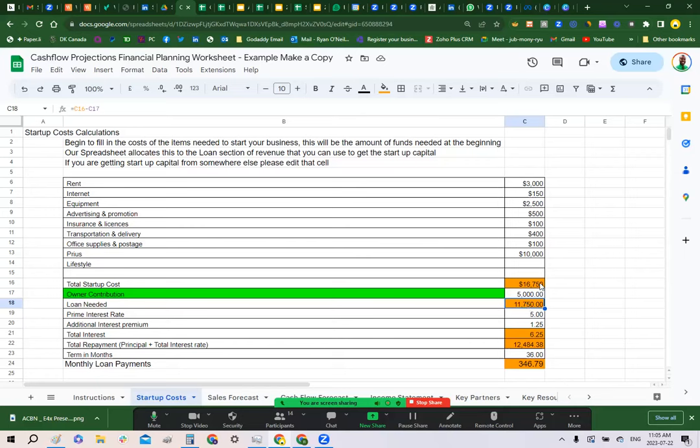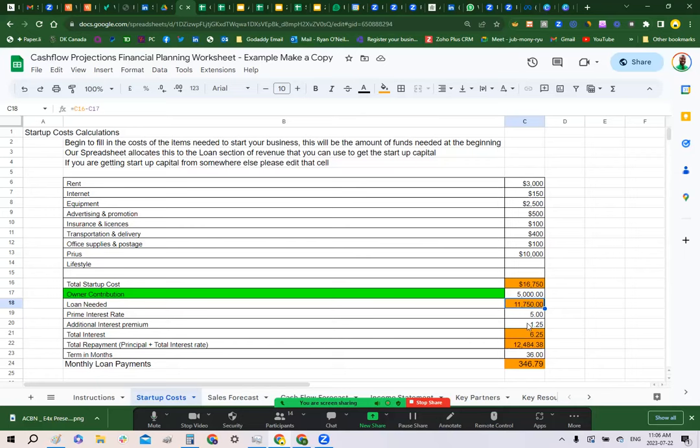Because in total, you need 16,000, but you only have 5,000 to put in. So we're going to get 11,000. Other options for getting money, hey, friends and family, they call it heart money. You can let your parents, cousins, uncles, friends know that you're starting this business. You do a presentation for them and raise money that way, or you can go the loan route.